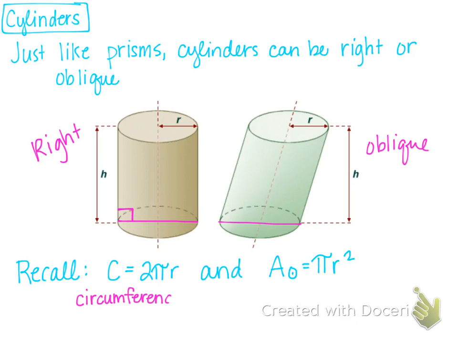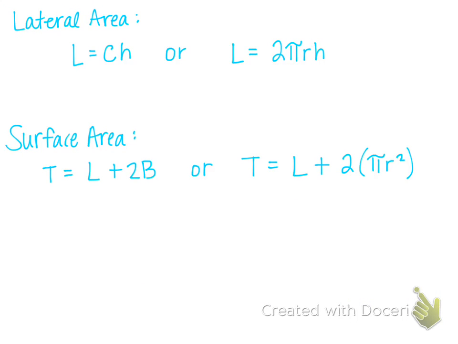Now, circumference is the distance around the circle, if you remember, and then the area of the circle is pi r squared. So this is the area. And remember, r is the radius of the circle. Okay. So let's talk about the formulas.